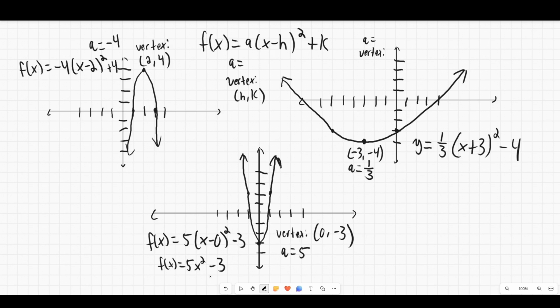Sometimes you'll get equations that look like this, and you might wonder, wait, where's my x value? Or where's my parentheses? What's the x value of my vertex? Because you don't have parentheses, your h value is going to be 0. And that's fine. It happens.